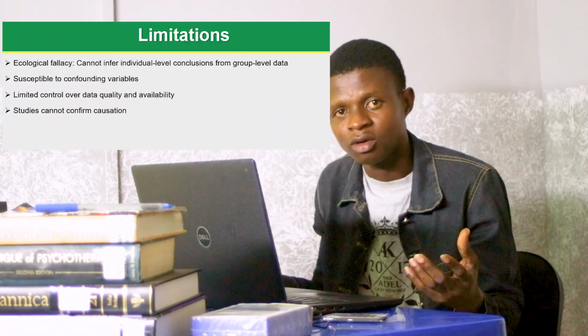And then the study cannot confirm causality or causation. It cannot tell us that this is what is causing this. What it does is just tell you the risk, what the people have been exposed to, but it cannot tell the root cause, like how a cohort study can tell you the root cause. It will tell you that this is the cause of this. But ecological study cannot do that.